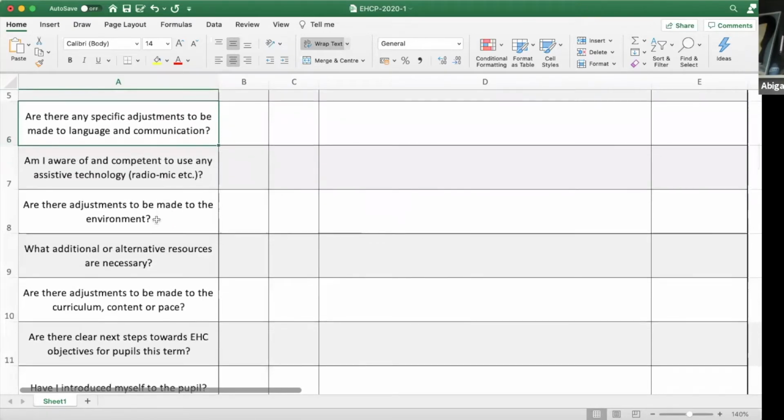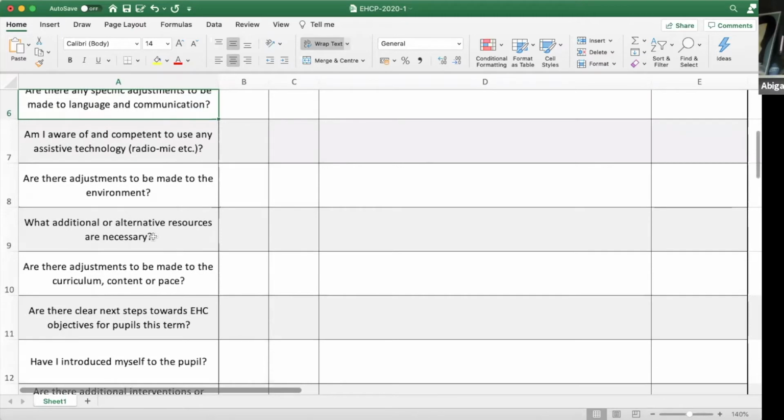Are there adjustments to be made to the environment? Is physical access an issue? Is it necessary that that child be closer or further away from a board or a certain stimulus? And then we're really getting into it with number 9. What additional or alternative resources are necessary?